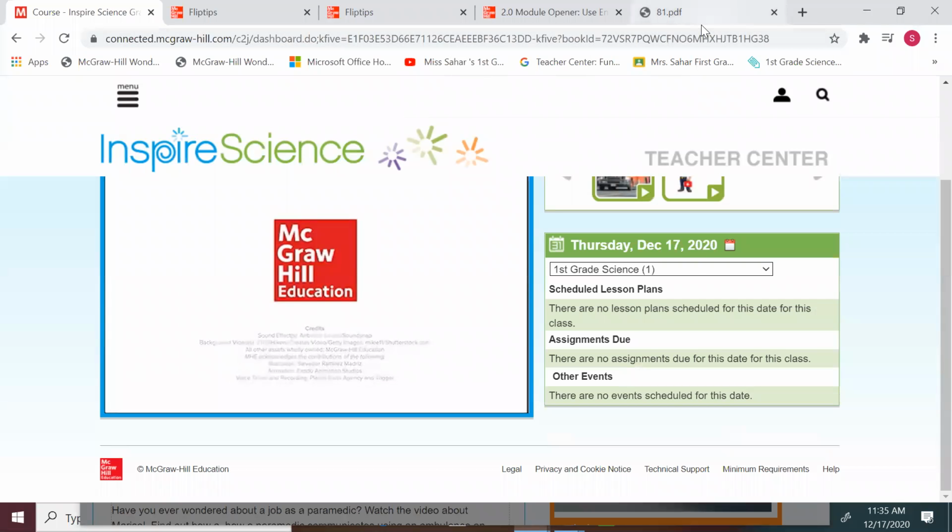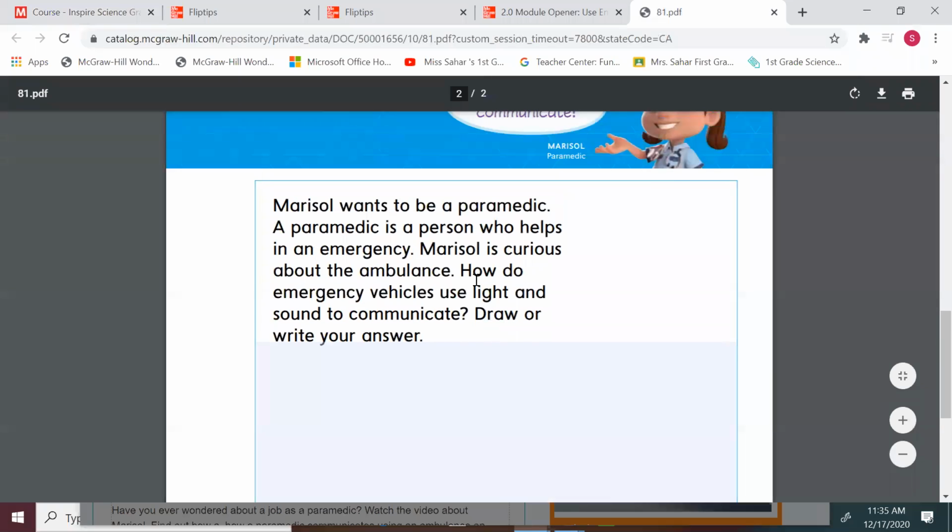Okay, so let's go back to our page and see what we have here. Marisol wants to be a paramedic. A paramedic is a person who helps in an emergency. Marisol is curious about the ambulance. How do emergency vehicles use light and sounds to communicate? Draw or write your answer.